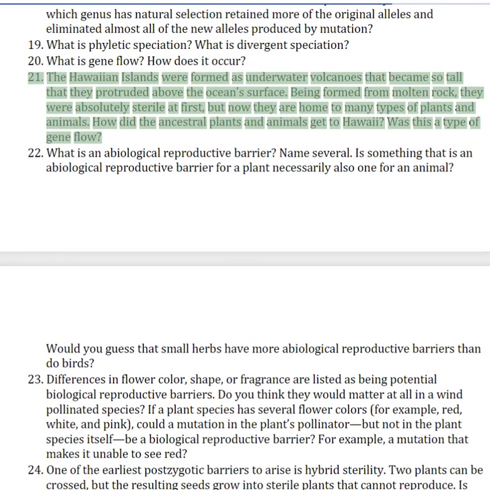21. The Hawaiian Islands were formed as underwater volcanoes that became so tall that they protruded above the ocean surface. Being formed from molten rock, they were absolutely sterile at first, but now they are home to many types of plants and animals. How did the ancestral plants and animals get to Hawaii? Was this a type of gene flow?